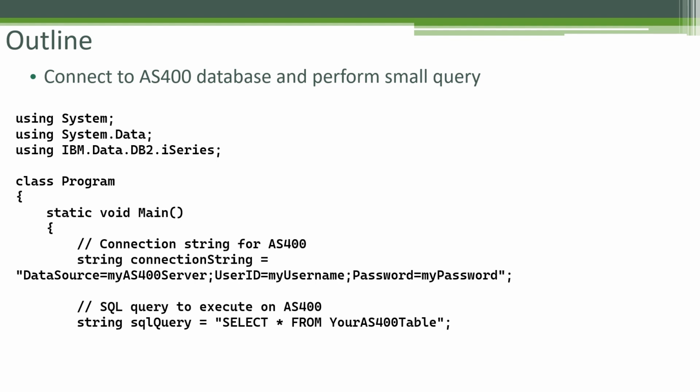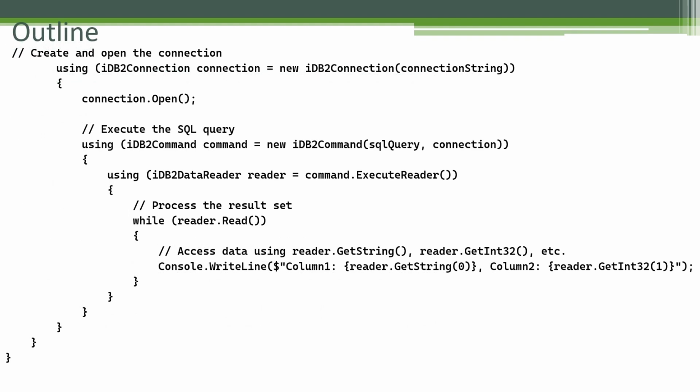You can expose RPG programs as web services on the AS400 system. In your .NET application, you can use libraries like HTTP client to consume these web services.